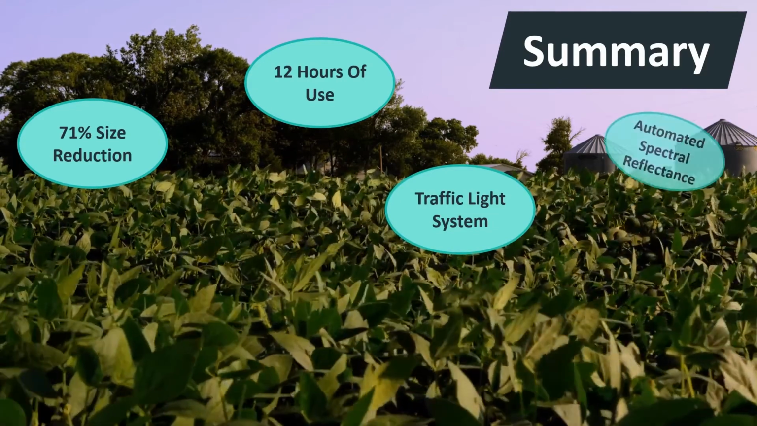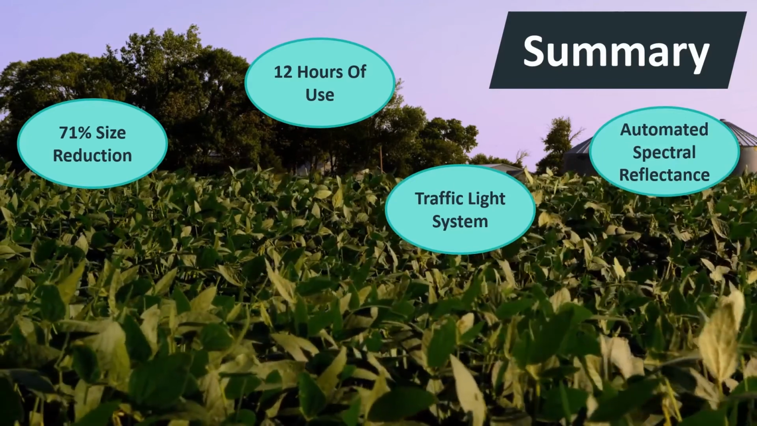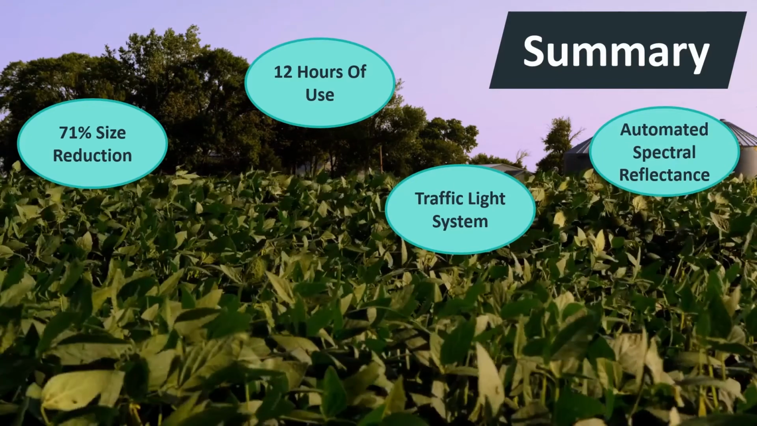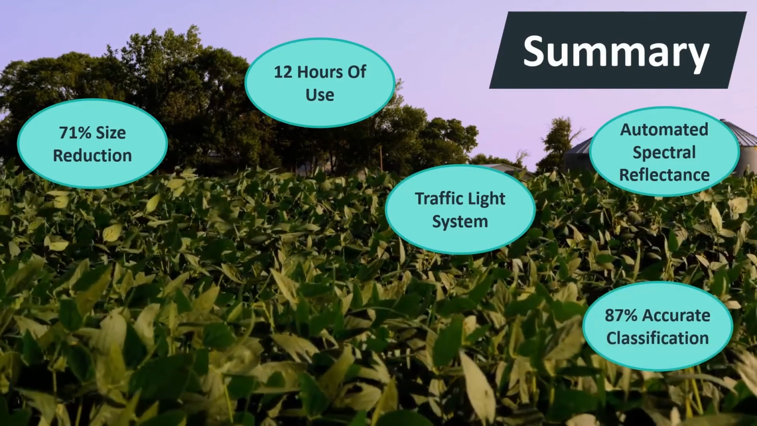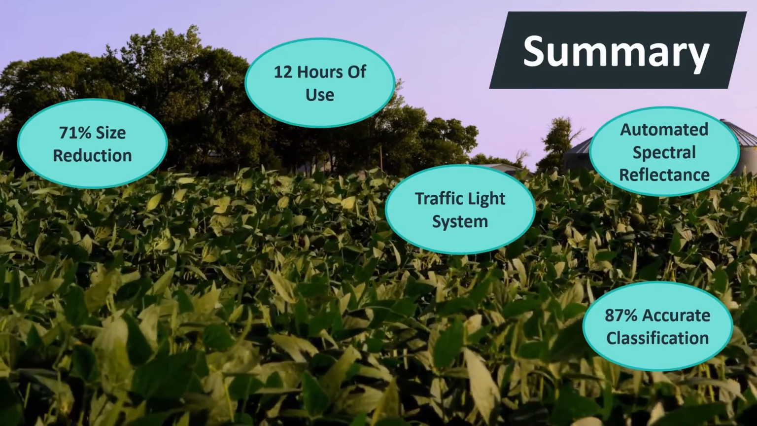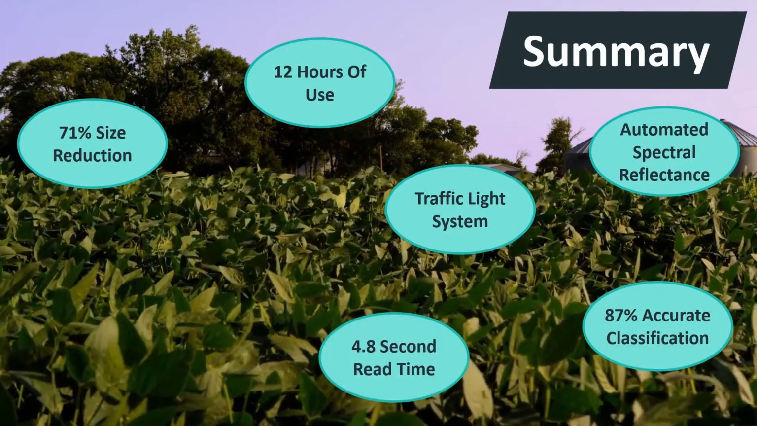The processing of raw images was automated and successfully detected the leaf, leading to accurate values of spectral reflectance. These values led to a machine learning algorithm with 87% accuracy and 94% precision. Compared to the previous device, the complete time to take a reading was reduced by 80% to 4.8 seconds.